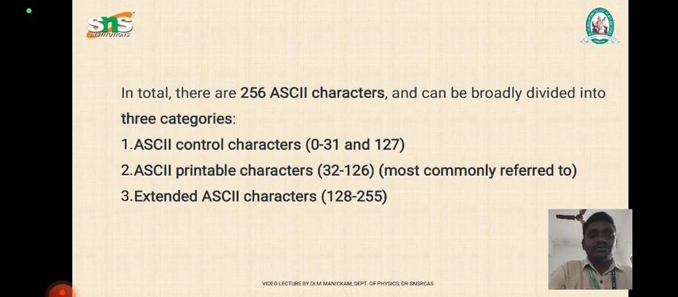We can classify them into 3 categories. One is ASCII control characters, 0 to 31 and 127. Then ASCII printable characters, 32 to 126, the most commonly referred to, which we are utilizing. The third one is extended ASCII characters, 128 to 255. So these 3 categories are classified for ASCII characters.